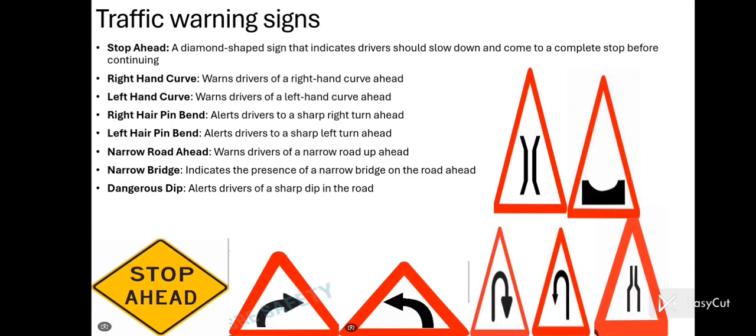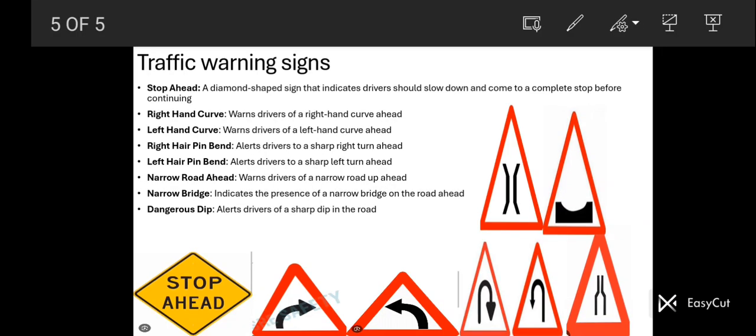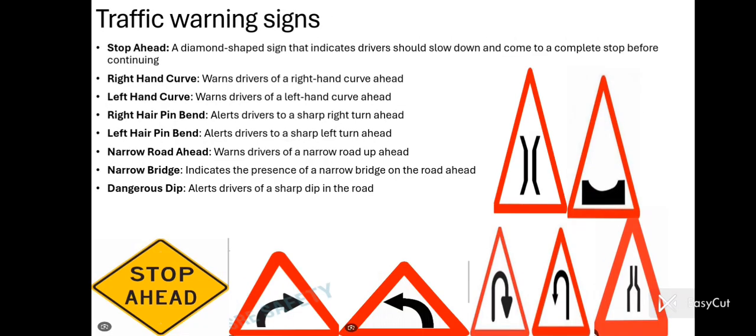Traffic warning signs. Stop ahead. A diamond shaped sign that indicates drivers should slow down and come to a complete stop before continuing. This is a stop ahead sign. This is a right hand curve. It warns drivers of a right hand curve ahead. And this one is a left hand curve. It warns drivers of a left hand curve ahead.